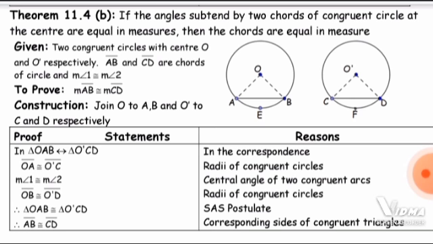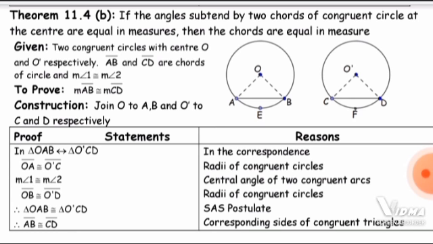In the proof we have to check the correspondence between the two circles. So we have to check the correspondence between triangle OAB and triangle O prime CD. First, side OA is congruent to side O prime C. As we know that both are congruent circles, OA would be congruent to O prime C. The reason is radial segments of congruent circles. So these two must be equal.